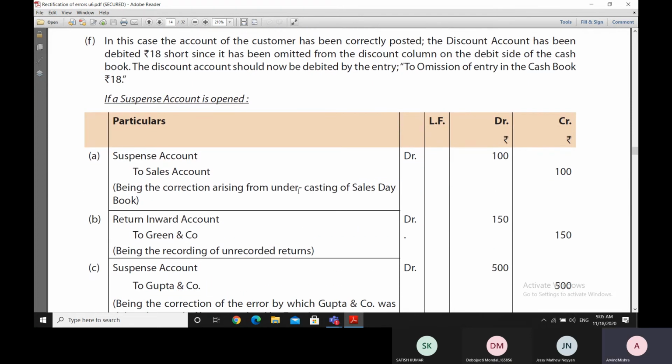there was an undercasting of the sales day book by rupees 100, which means that we had made an entry in the suspense account on the credit side. Now once we have found it, we have to cancel that entry in the suspense account. So we debit the suspense account by rupees 100 and we credit it to the sales account.